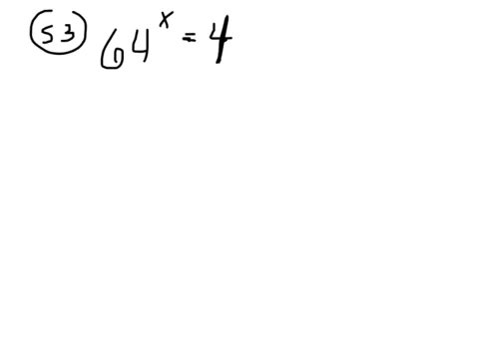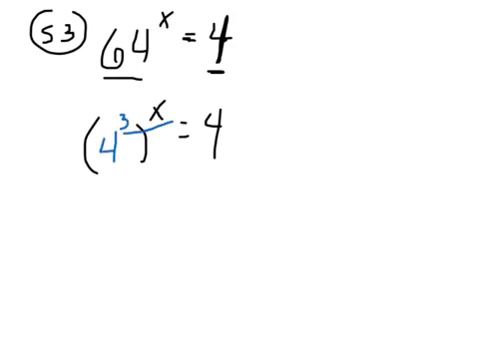64 to the x power is equal to 4. What could I do? I've got a 4 here. How about 64? Couldn't I rewrite 64? Just going to leave everything else the same. I'm going to rewrite 64 as 4 cubed. Oh, there's a power to a power. This would become 4 to the 3x is equal to 4.